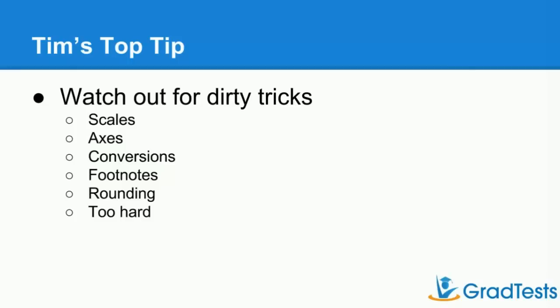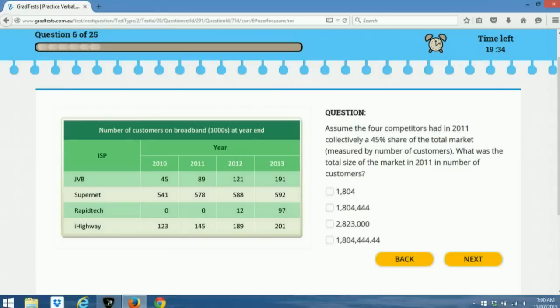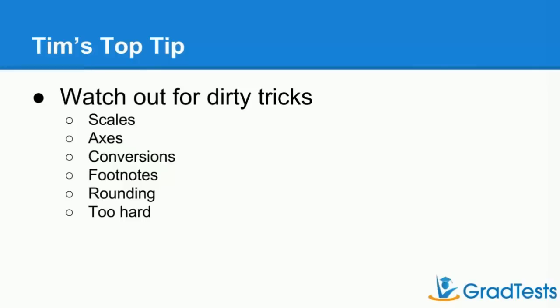So my top tip here is to watch out for what I call the dirty tricks. The dirty tricks that the test providers might play on you are designed to make you choose the wrong option, basically. So you're going to have to look out for things such as scales changing. So let's have a look at this last example. You can see that the scale of the table is in thousands, if you read the title there. But then the answer is not in thousands. Okay, so you're going to have to do a conversion between 2 scales.